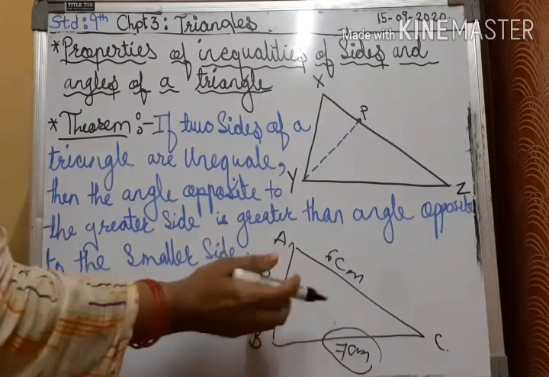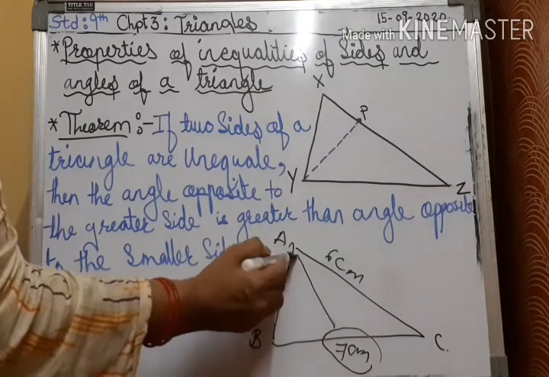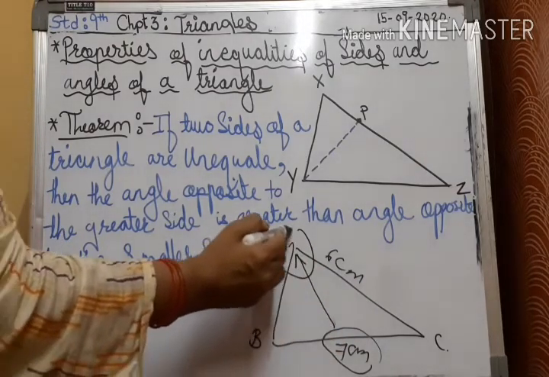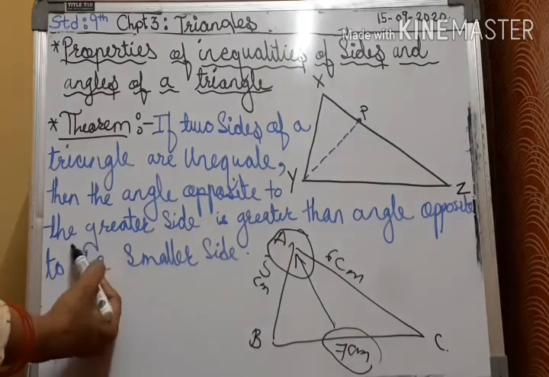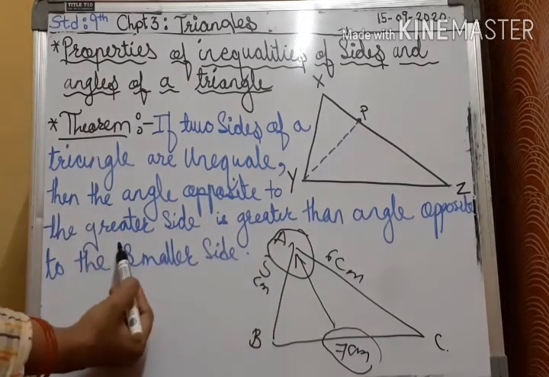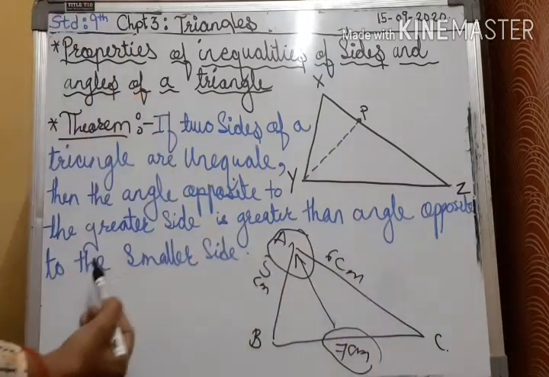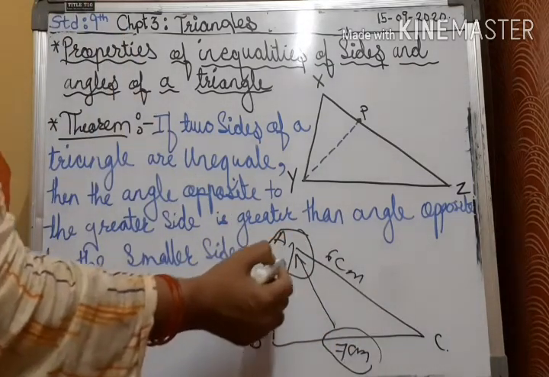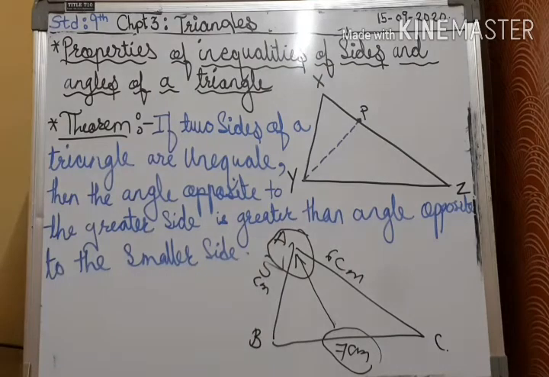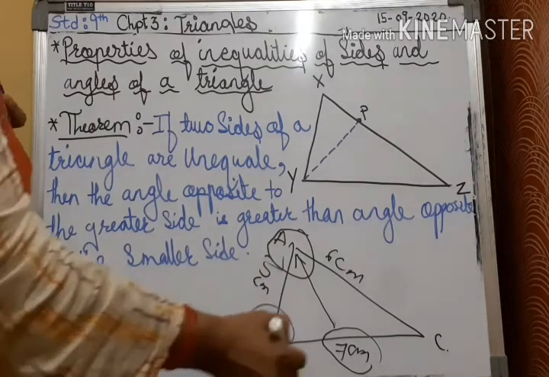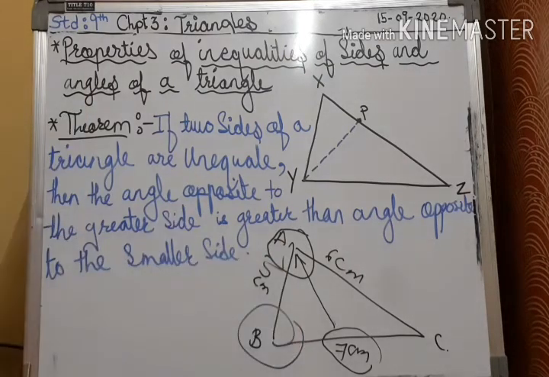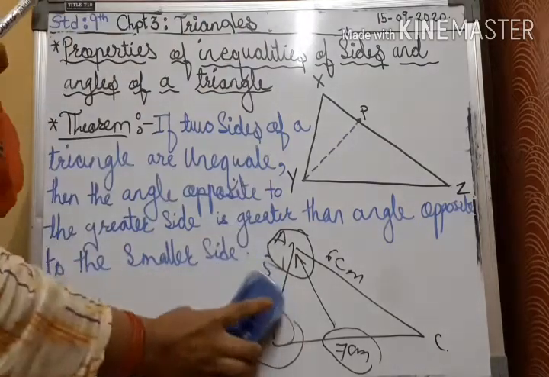So which angle is opposite to BC? This one, angle A. So the angle opposite to the greater side is greater than the angle opposite to the smaller side. That means this angle is greater than the smaller side's angle. So in this theorem we will prove that step by step.